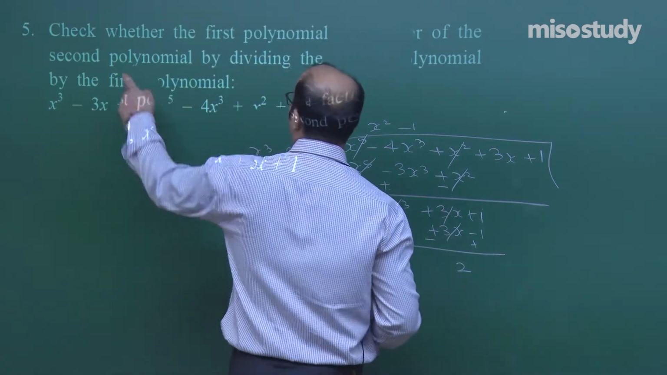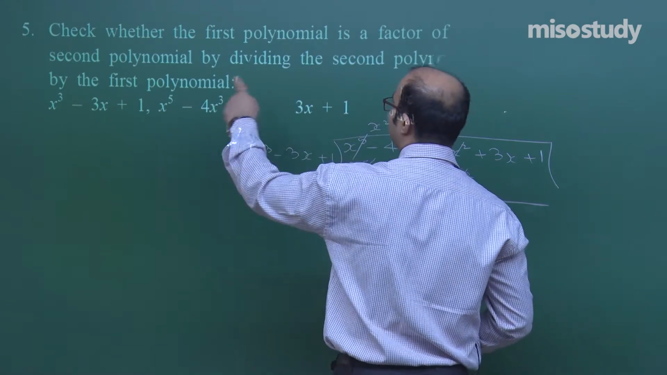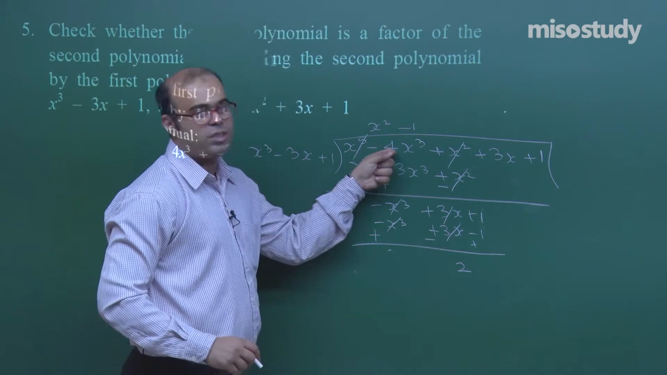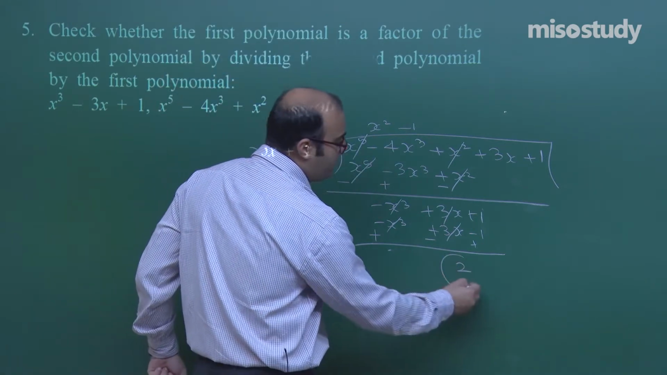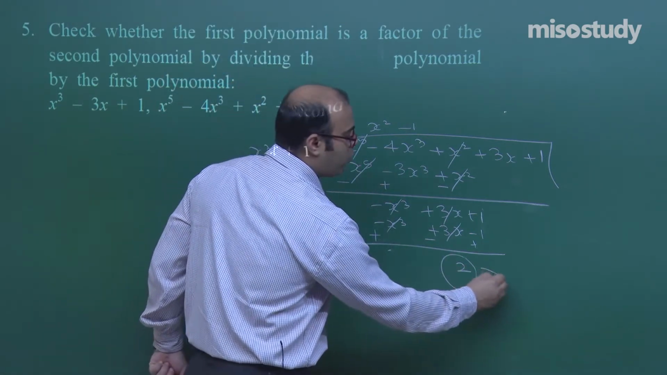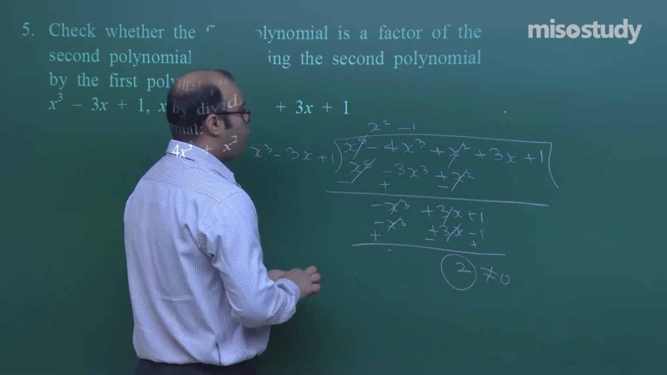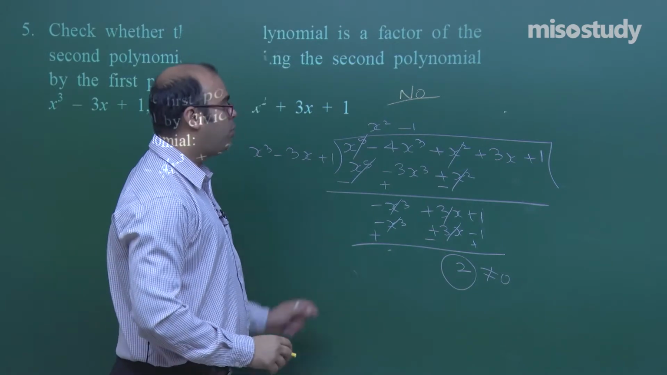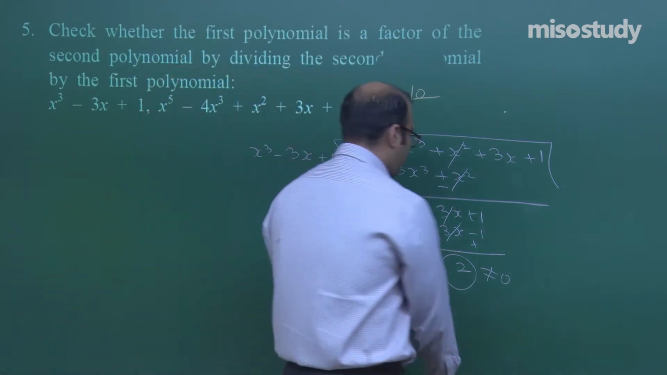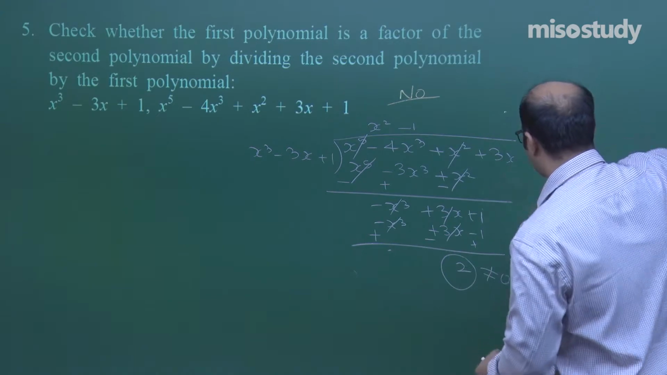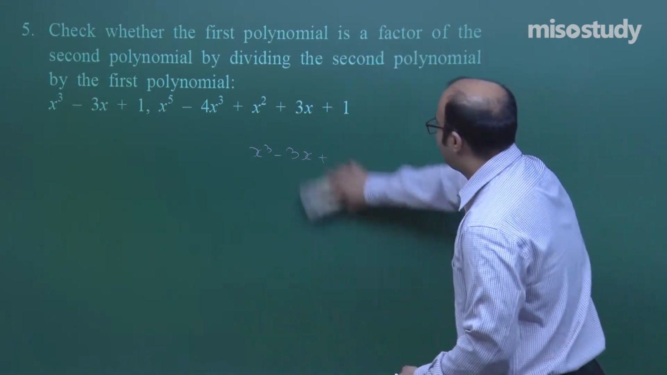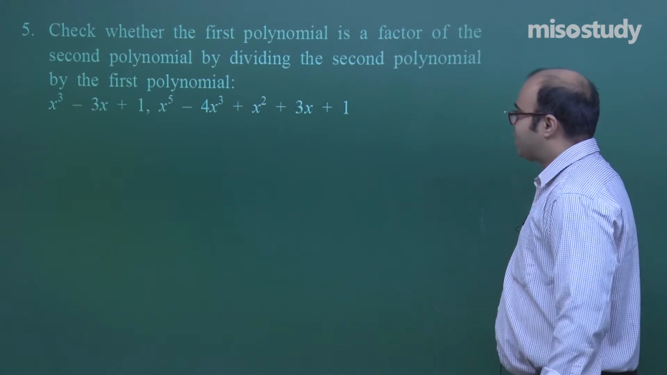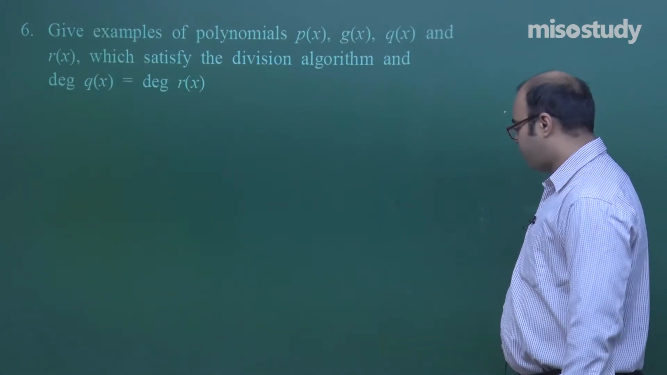So we say check whether the first polynomial is a factor of the second polynomial or not. So this first polynomial is not a factor of the second polynomial because the remainder which we have obtained is not equal to 0. So we will say no, the first polynomial is not the factor of the second polynomial because remainder is not coming out to be 0 after division. Okay students, if it was 0 then we could have got the correct answer which they are asking. Now next question, which is of 4 marks.